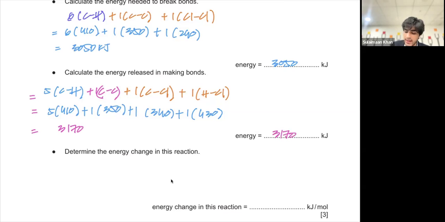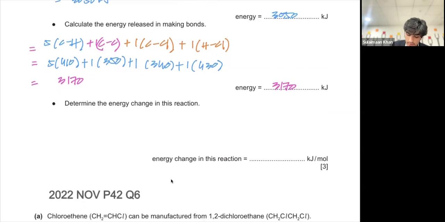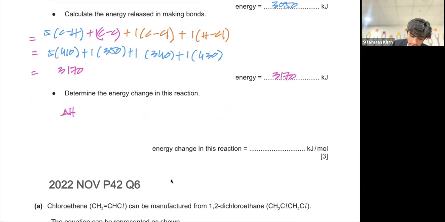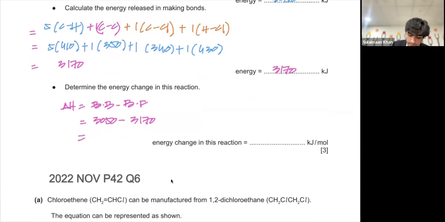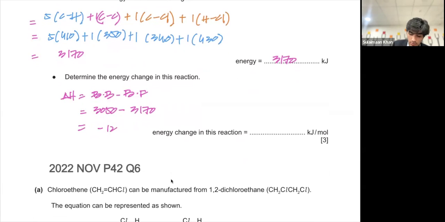Should I add a positive or negative sign here? No, it's energy. Energy is a scalar quantity. We write enthalpy change with a positive or negative sign just to show whether the transfer of energy is out of the system or into the system overall. So overall, bond energy taken in during bond breaking is 3050 and energy given out during bond formation is 3170. So what do we get? Minus 120 kilojoule per mole.